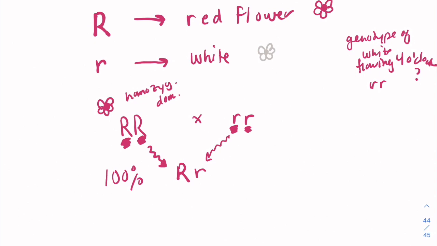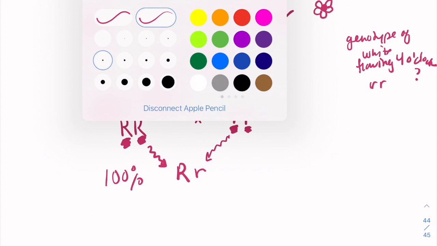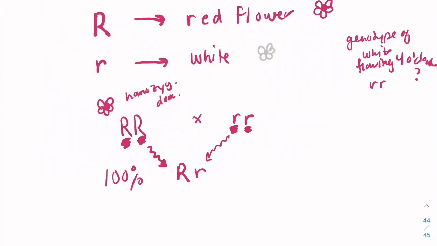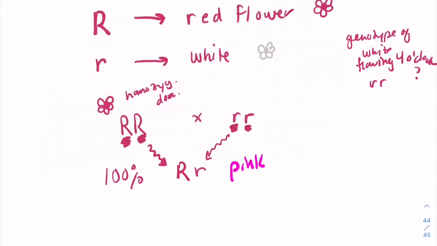What color flower will they have? Wrong. They will not have red flowers. Ha ha ha. Instead, they're going to have, because I tricked you, they are going to be pink. Pink flowers. That is a terrible looking pink flower. Let me try that again. That's a little bit better.